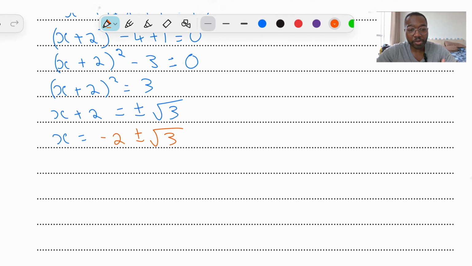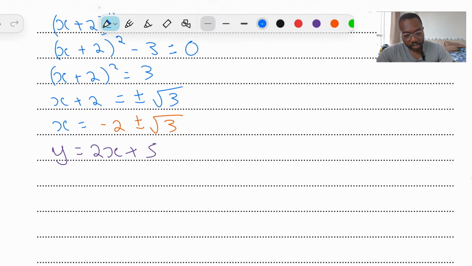In the question, it wants us to work out the coordinates in surd form as well. So this is our x value first. Let's work out our y value now. We know that if we use this straight line, that's the easier one to use. We know y equals 2x plus 5.